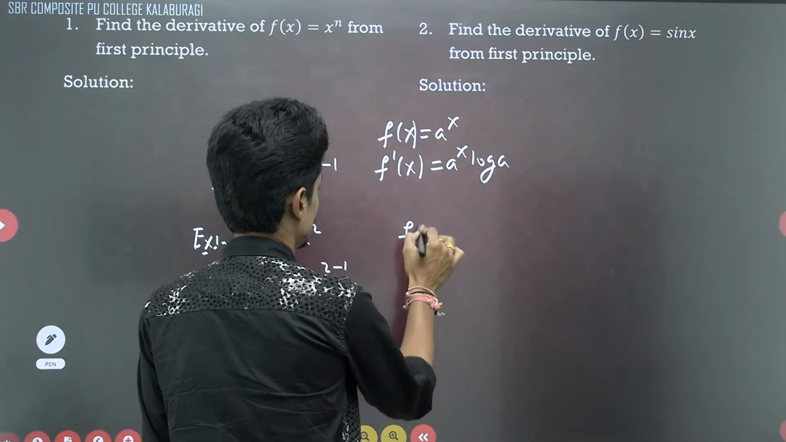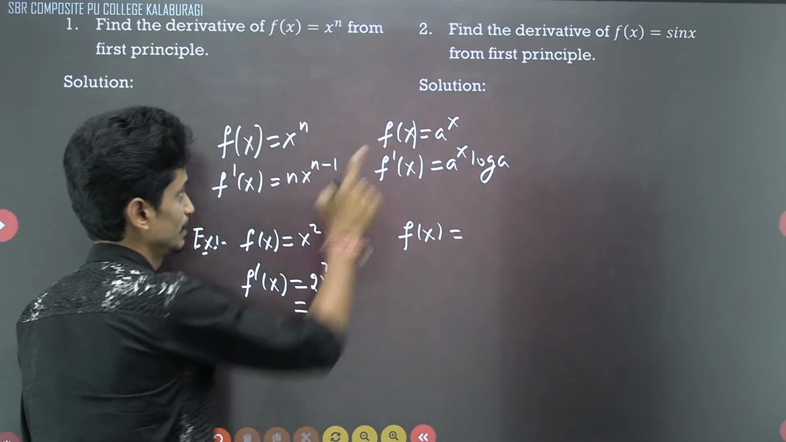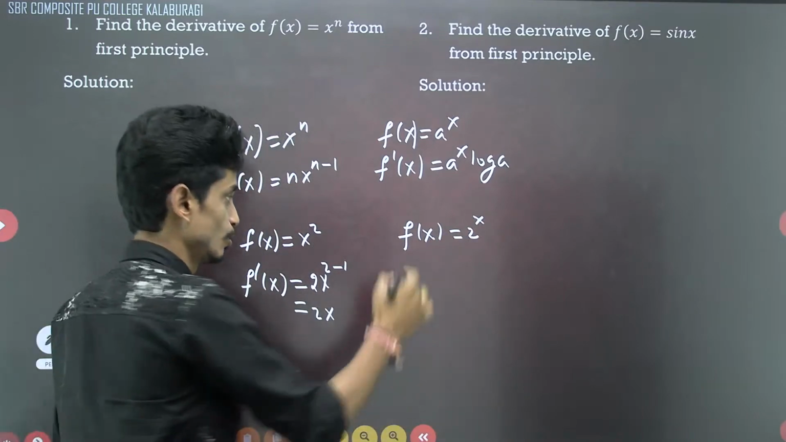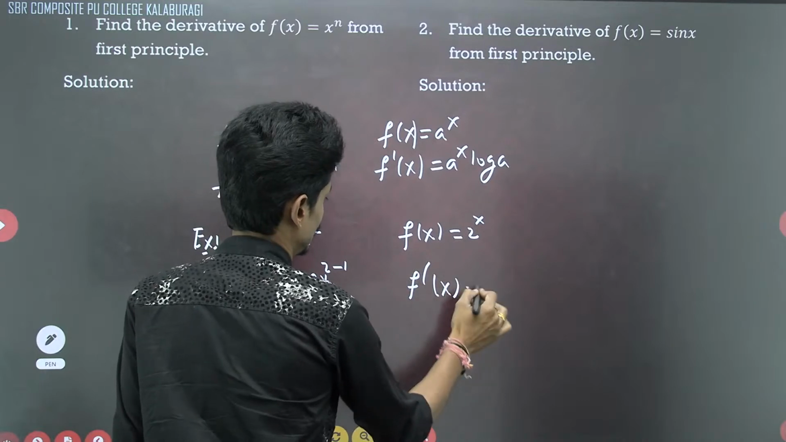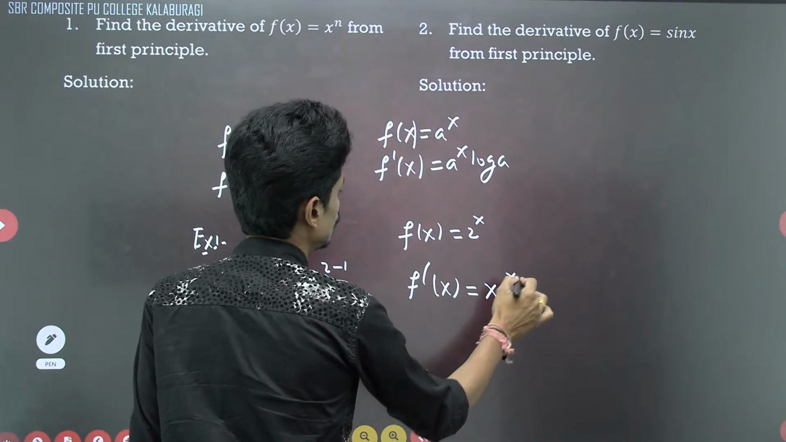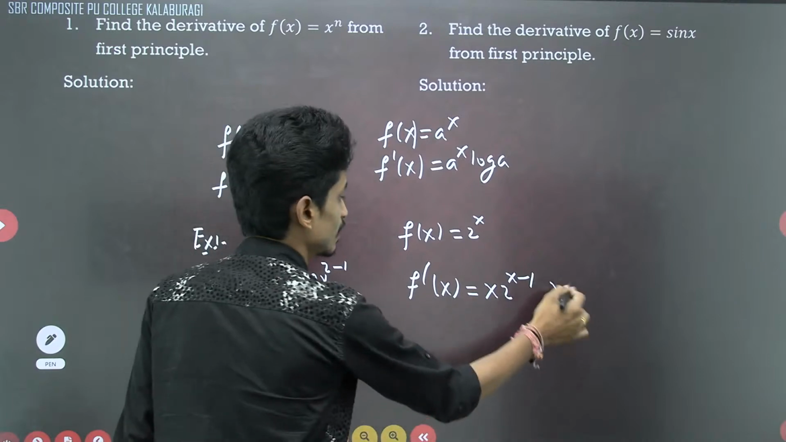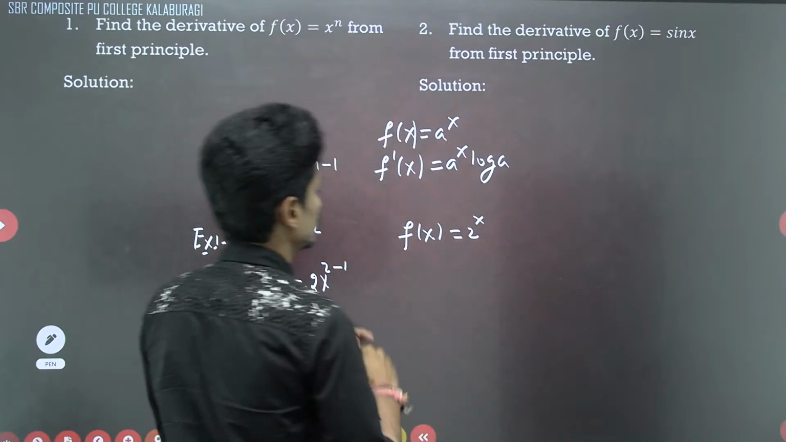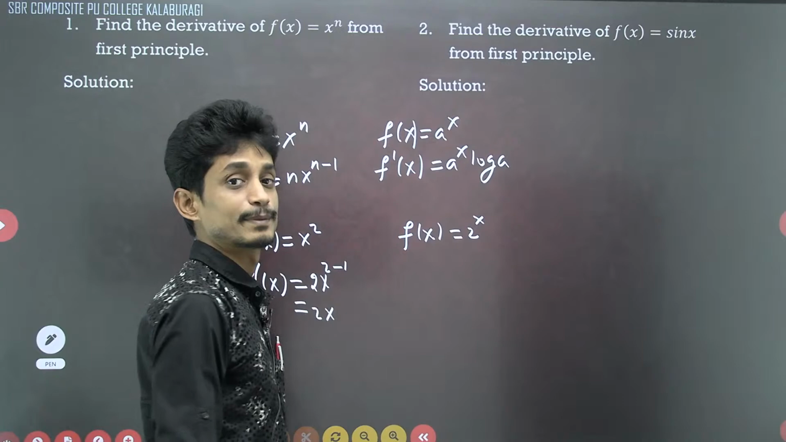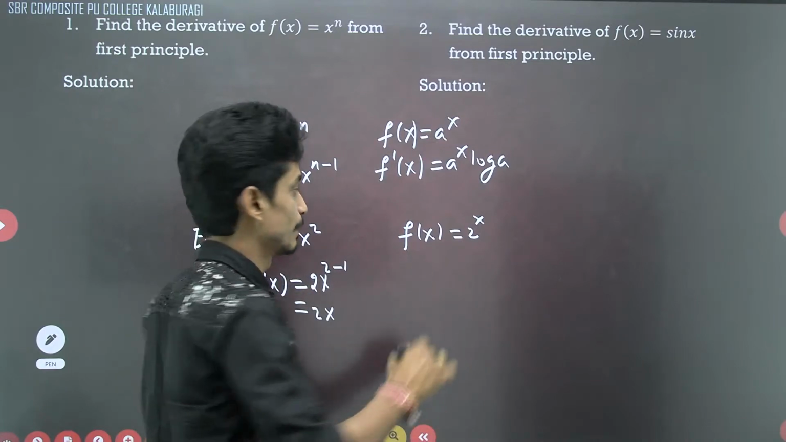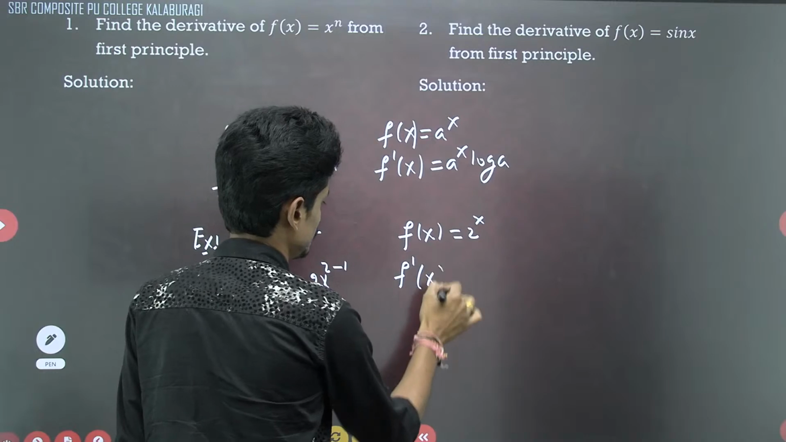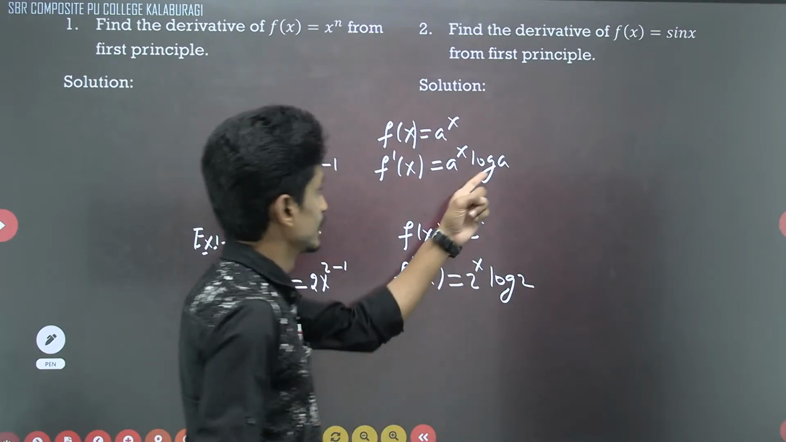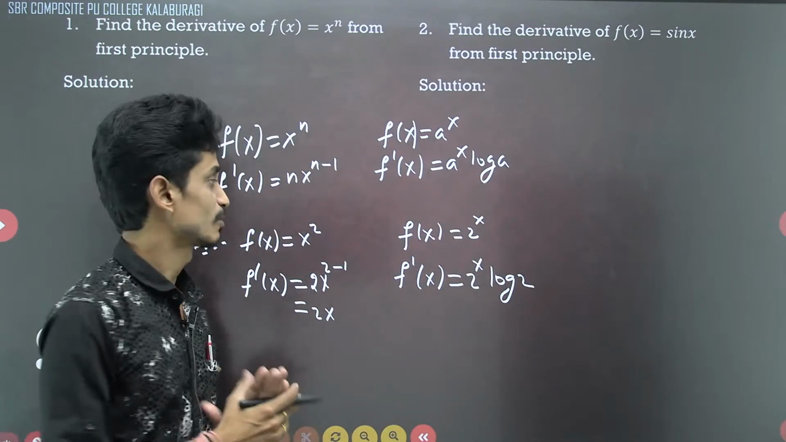In the reverse case, like 2 power x, when I consider 2 power x, don't say f dash of x will be x times 2 power x minus 1. It is totally wrong. We don't treat it as x power n form. This one we should treat as f of x equal to a power x. The base is constant and the power is variable. So f dash of x is equal to 2 power x into log 2, where a value goes to 2. This is our required formula.